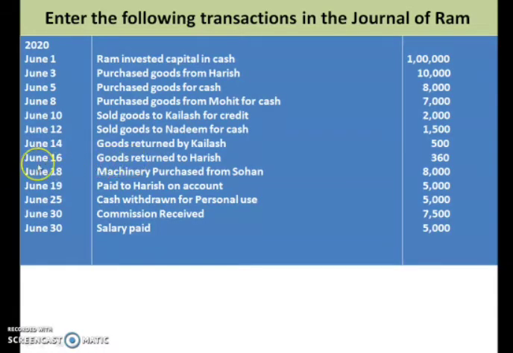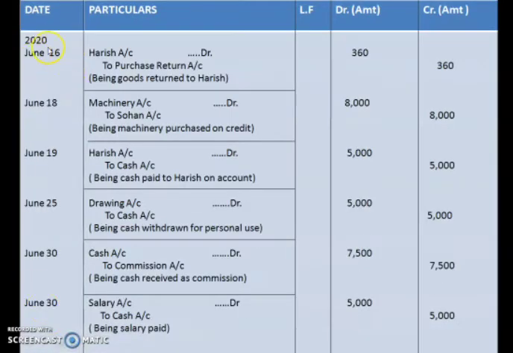Now the next transaction, that is June 16, goods returned to Harish, 360. So here it is goods return. If we move back, we can see that we have purchased from Harish on June 3rd. So those goods are returned, value of 360. We had purchased goods valuing 10,000, and out of that, goods whose value is 360, we have returned. Okay, so let us see how the journal entry goes in this case.